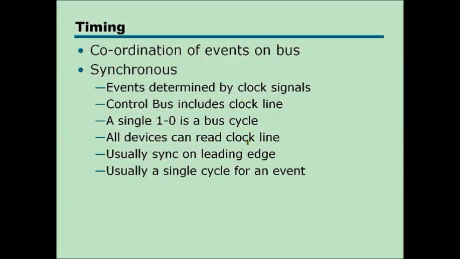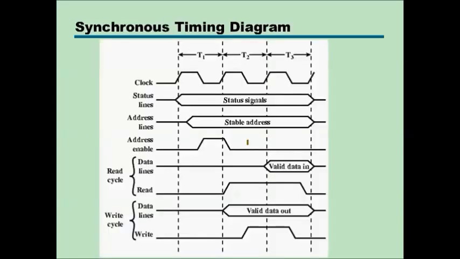Next, timing: the coordination of events on the bus. It could be synchronous, where events are determined by clock signals. The control bus includes a clock line. A single 1 to 0 transition is a bus cycle. All devices can read the clock line, usually sync on the leading edge, and usually a single cycle for an event.